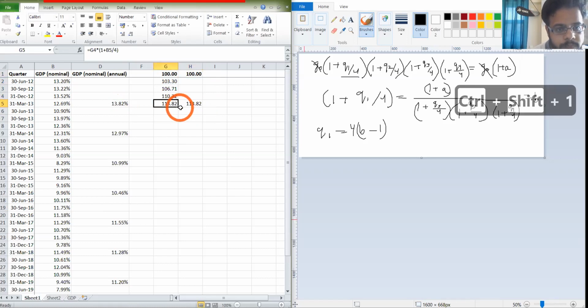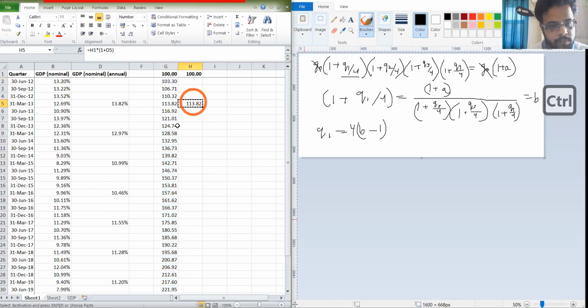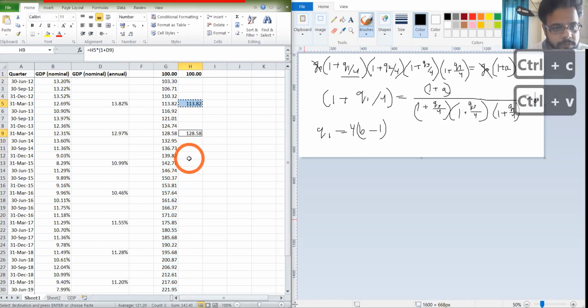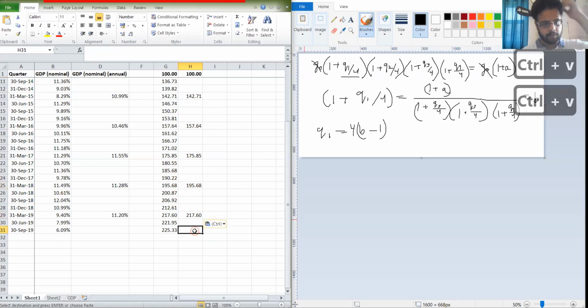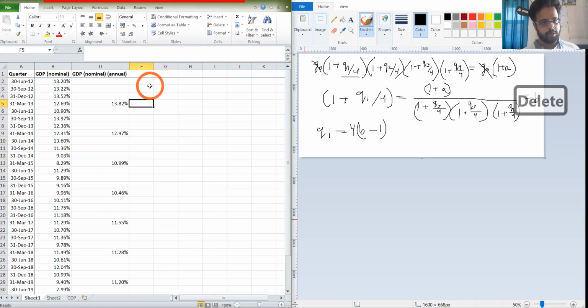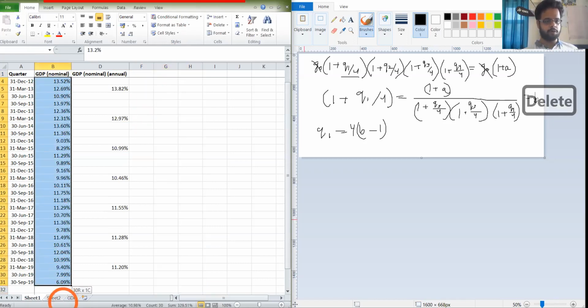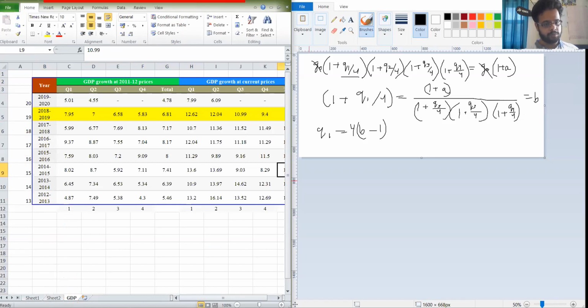Right? I can drag this one down. This is just a check that we are doing, nothing else. If at any point our value is wrong, it means we did some mistake in the calculation. Nothing, this is perfect. So we are done with the GDP. Now we have the quarterly GDP data. Perfect. Now we want the market values.